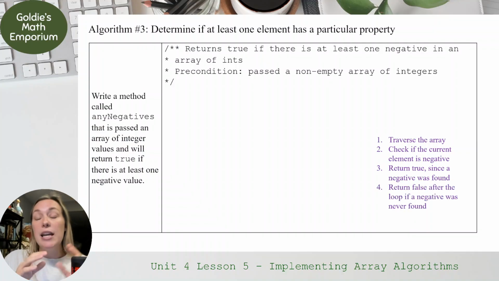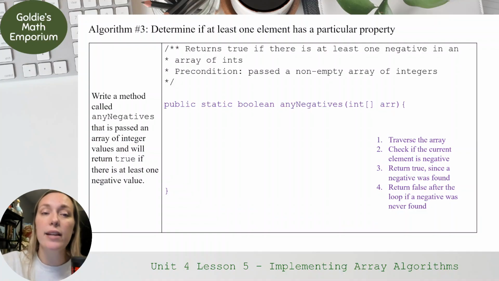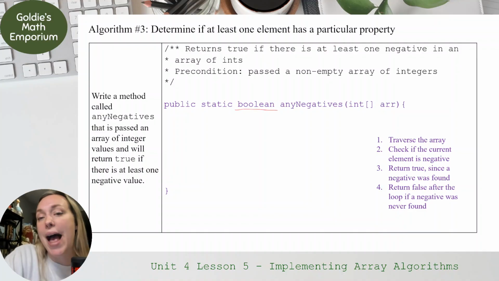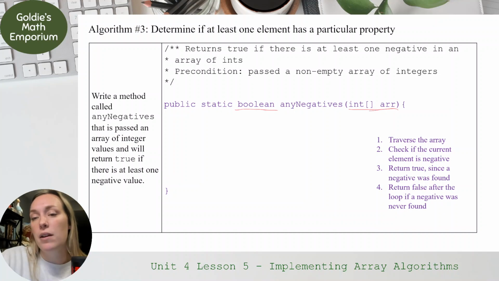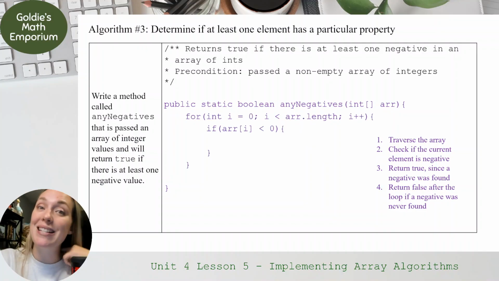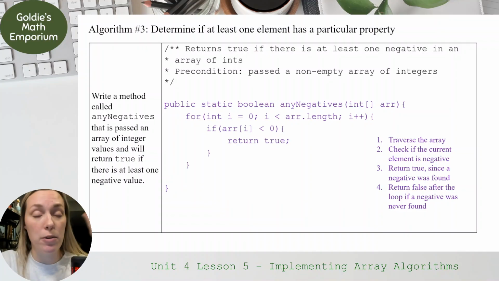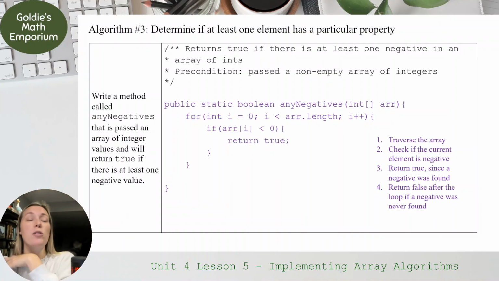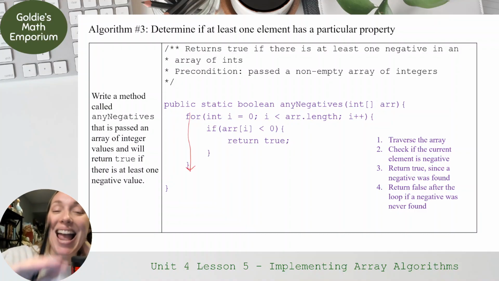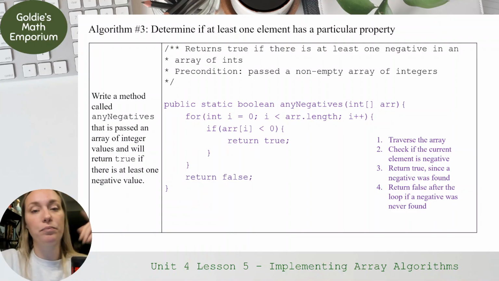Okay? But if we go through the entire array, we never found a negative, after that loop, we're going to want to return false. Okay? The negative was never found, so we return false. What does this code look like? Okay, public static boolean, because we're returning a true false value. anyNegatives, passed an array of integer values here. Okay, we're going to traverse through the array one at a time. We're going to check if the current element is less than 0, we're going to return true right away. Okay, loop is done. I don't have to continue the loop at all. I just return true. If I go through the entire loop and I don't find any negatives, I'm going to return false.